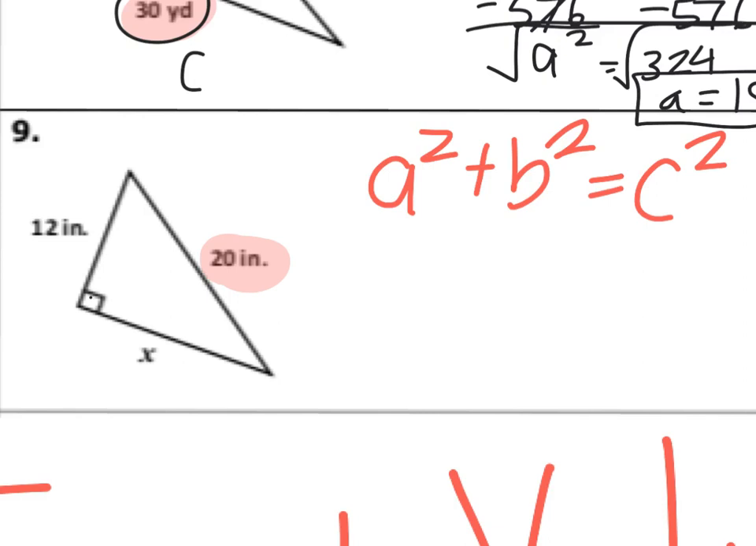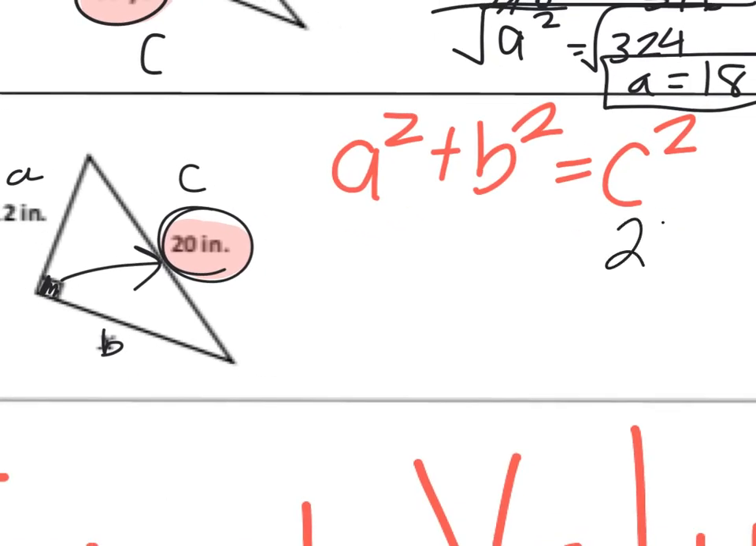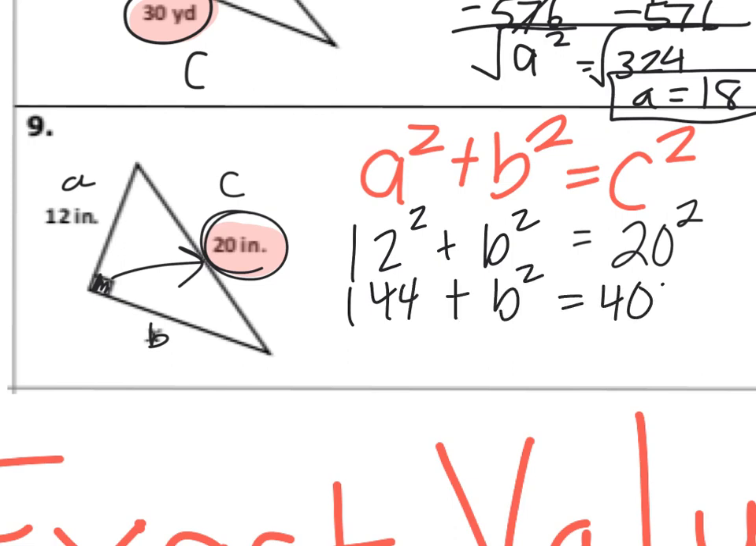So we're going to color in my right angle, go across my triangle, and we're given C. So again, I'm going to be missing, I'll make this B, and I'll make this A. A and B don't matter. 20 squared goes here. We're saying that A is 12 squared plus B squared. We don't know. This is 144. This is 400.